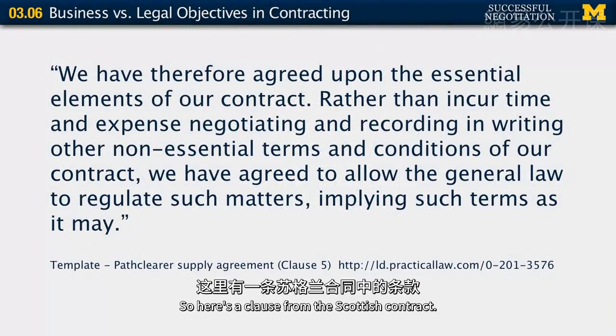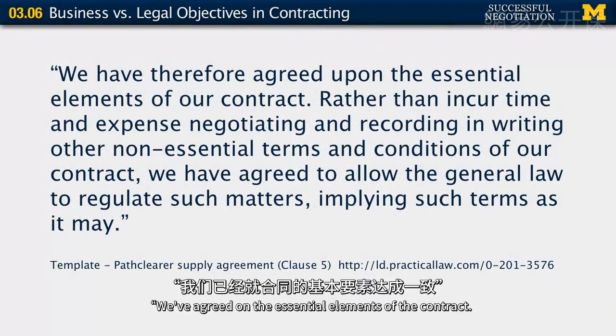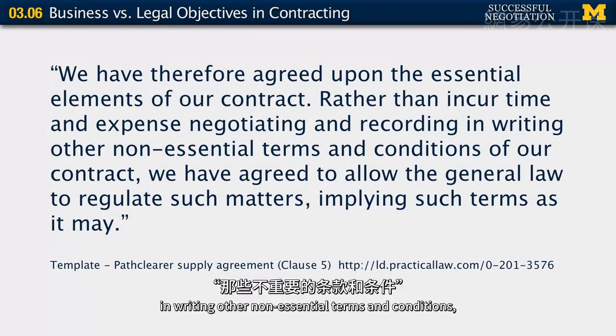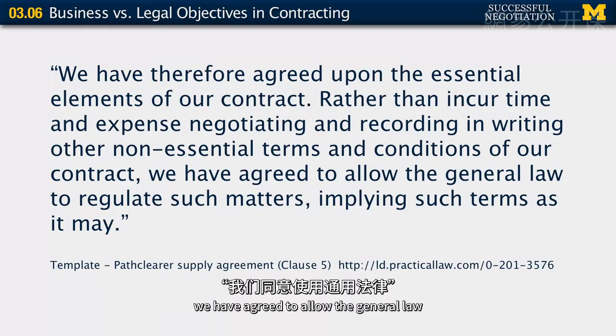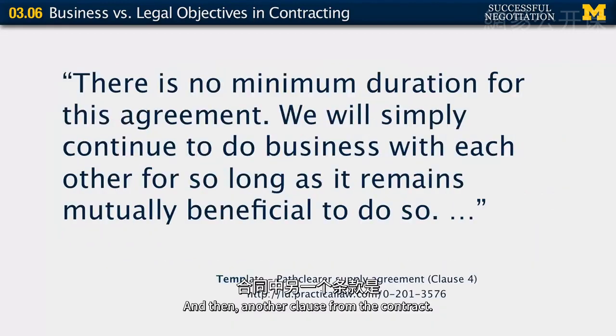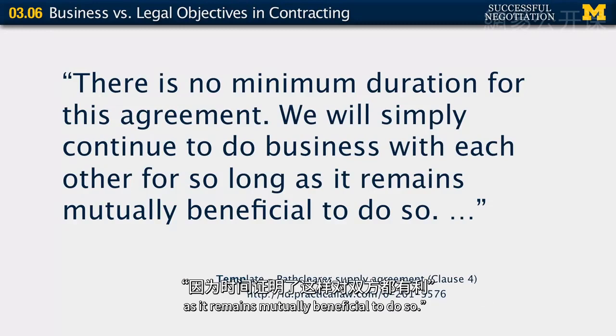So here's a clause from the Scottish contract. We've agreed on the essential elements of the contract. Rather than incur time and expense negotiating and recording in writing other non-essential terms and conditions, we have agreed to allow the general law to regulate such matters, implying such terms as it may. And then another clause from the contract. There's no minimum duration for this agreement. We'll simply continue to do business with each other for so long as it remains mutually beneficial to do so.